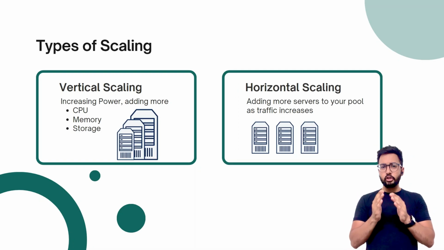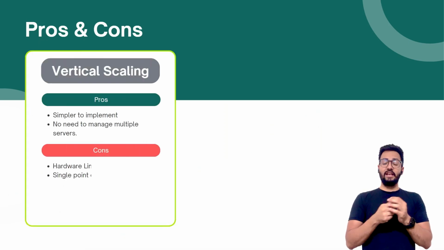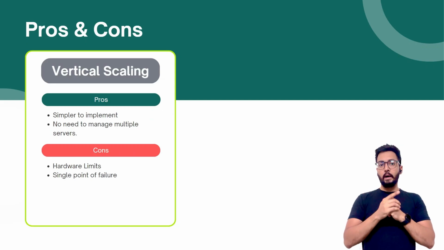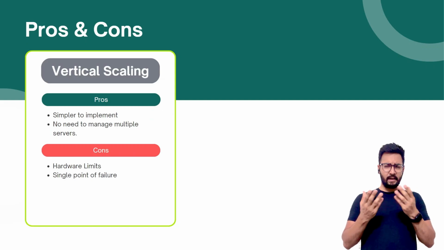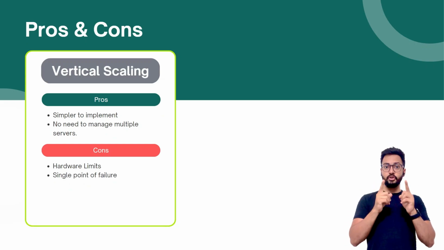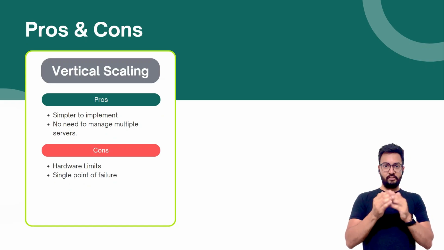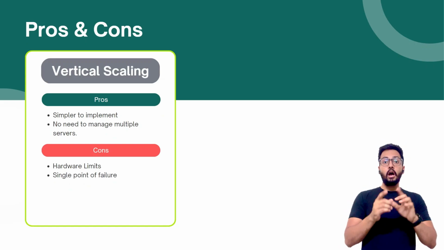So if we talk about the pros and cons, the benefit of vertical scaling is simplicity, as you don't need to manage multiple servers. However, it comes with limitations. There's always a maximum capacity a single server can handle, as a result of which you lose redundancy. Plus, it introduces a single point of failure. If the server goes down, the entire application could be impacted.